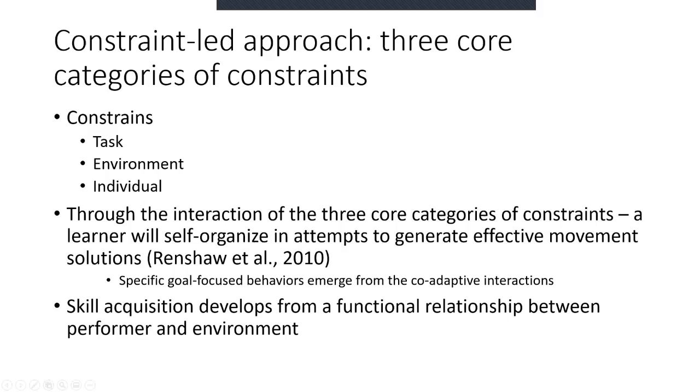Through the interaction of the three core categories of constraints, a learner will self-organize in attempts to generate effective movement solutions. And that ideal of self-organization or autonomy is what a lot of people in the field say is the answer, okay? And rather than us always feeling as coaches like we need to right the wrong immediately or advise and always push these athletes or fill them with these ideas of how to do things, we actually want to create an environment where they can self-organize and in a way self-discover those things on their own with some assistance from us. Because at the end of the day, we still want them to be their own unique athlete, right?